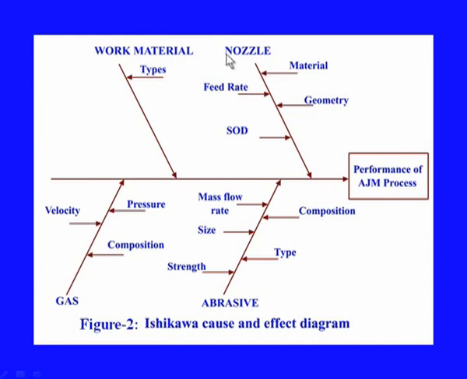Then the nozzle: what is the nozzle material, nozzle geometry, flow rate and standoff distance. These are the main parameters as far as the nozzle is concerned. Then as far as the gas stream is concerned, the velocity, pressure and composition of the gas stream. Then as far as the abrasives are concerned, the strength, type, composition, size and mass flow rate of these abrasives cause some quality effect on the machined surface.